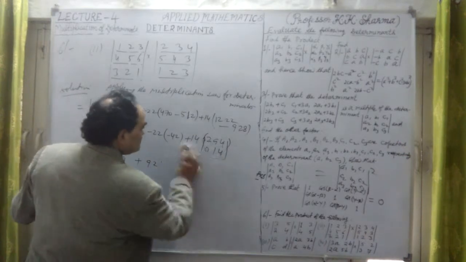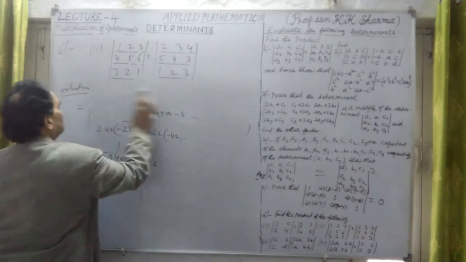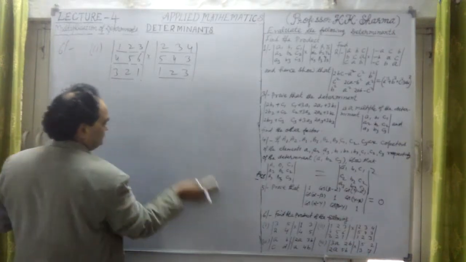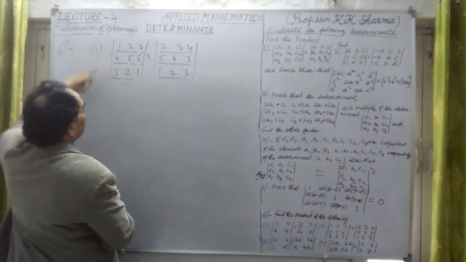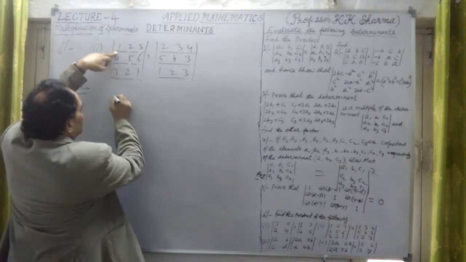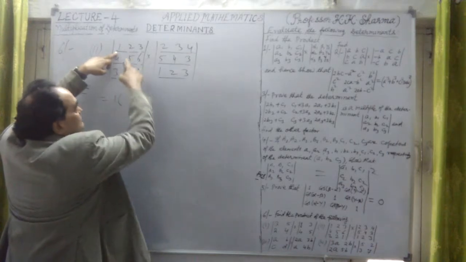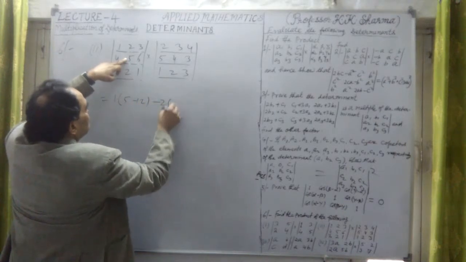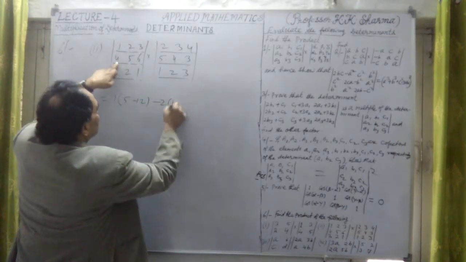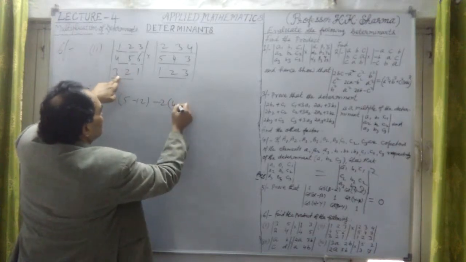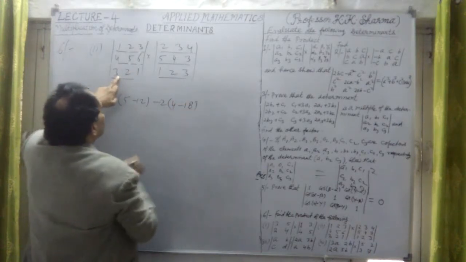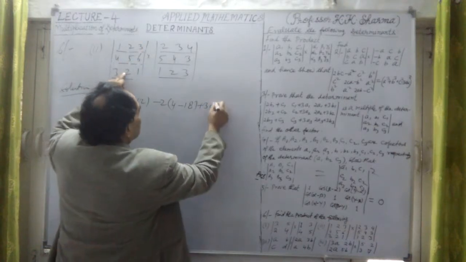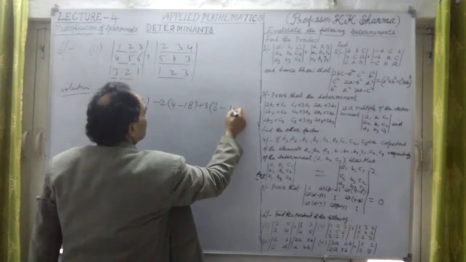If I find the determinant values of these two and then multiply, let me check whether they come to 0 or not. If I find the determinant value of this, 1 into the value of the determinant is 5 into 6, 12, minus 12, minus 2 into this, 4 into 1, 4, 3 into 6, 18, minus 18, then plus 3 into the cofactor of 3, 4 into 8, minus 5 into 50.